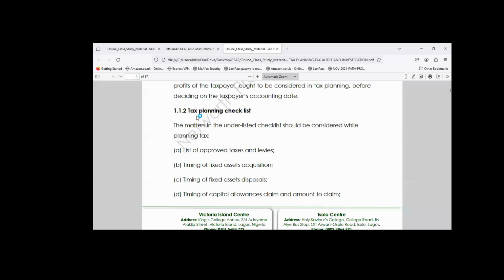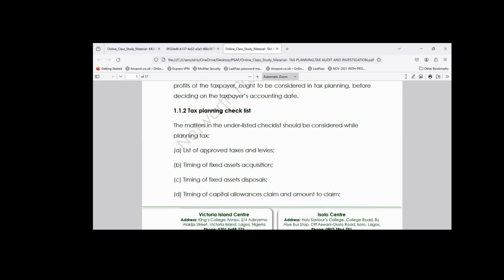Aside that, we now have what is called the tax planning checklist. What is a tax planning checklist? If you want to do tax planning for your company, assuming you are the tax manager, what are those items that must be included in the tax planning? So that is what is called the tax planning checklist.